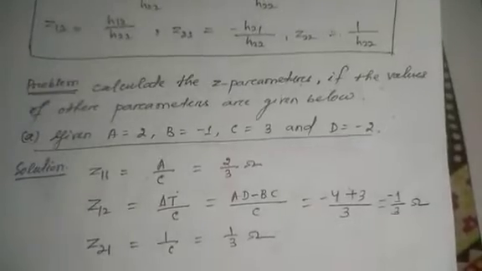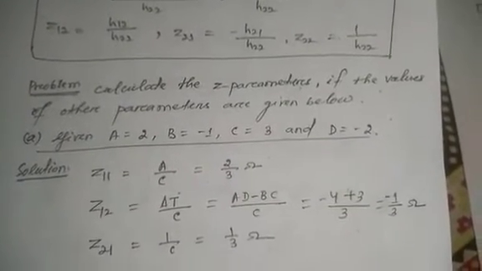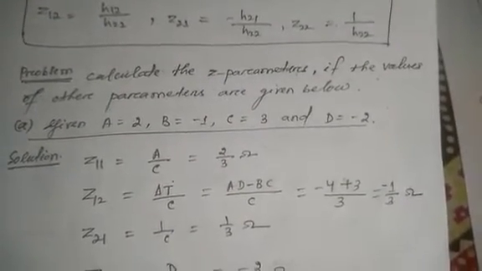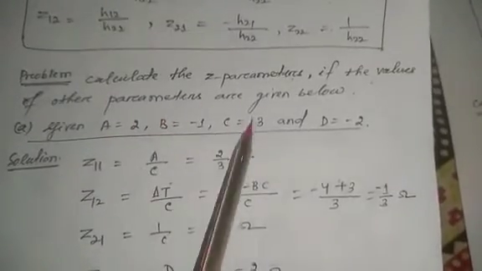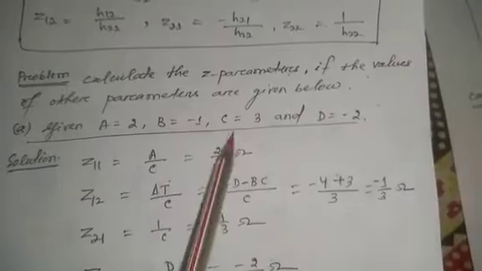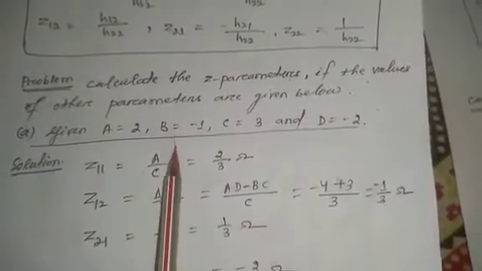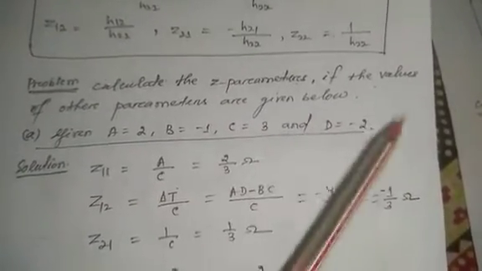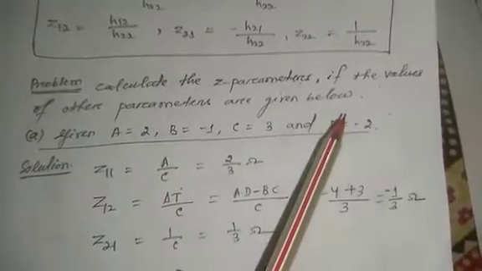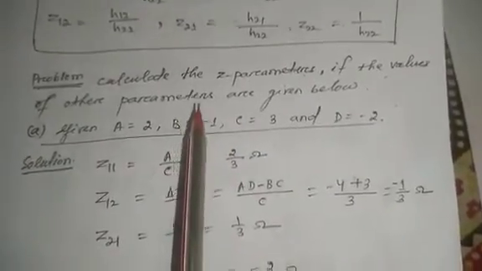Depending upon these formulas, now we solve one example. Calculate the z parameter if the values of the other parameters are given. Suppose first the ABCD parameters are given: A is equal to 2, B is equal to -1, C is equal to 3, D is equal to -2. Now our target is to calculate the z parameter.